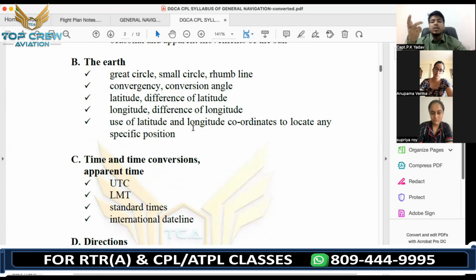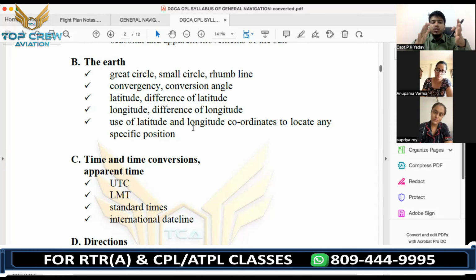Then, what is a great circle, what is a small circle, what are rhumb lines. You should know the basic definitions because DGCA asks questions related to these definitions too. Convergency, what is convergency? We would understand in detail. So in terms of convergency, you should know the formula, basic definitions, and DGCA also asks you about some numerical portion. Like in the Northern Hemisphere, how do you calculate convergency? How do you calculate the conversion angle?